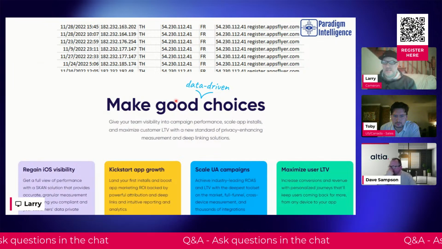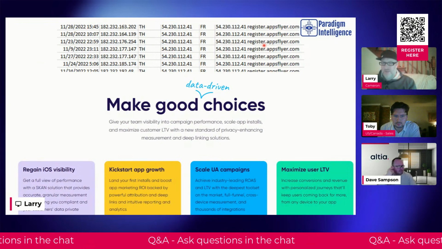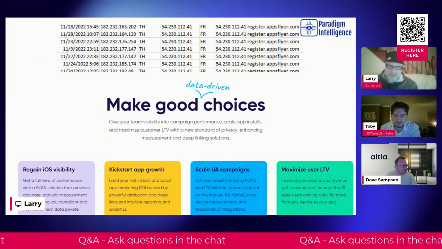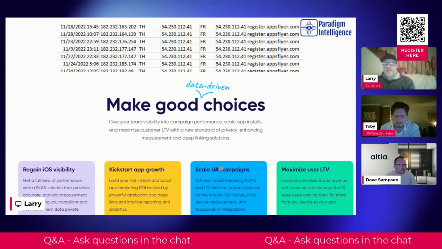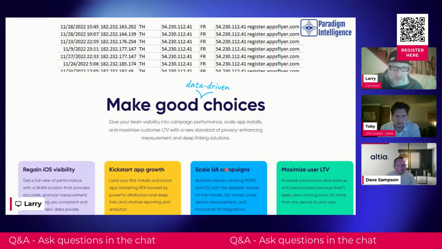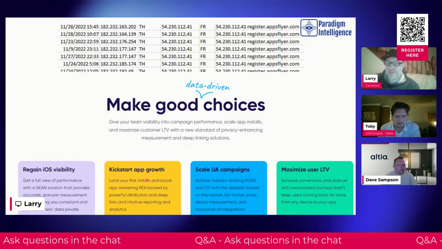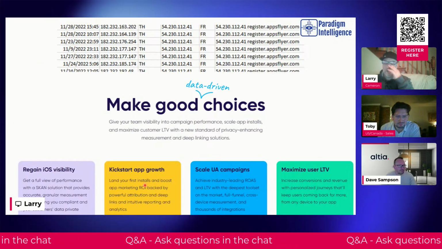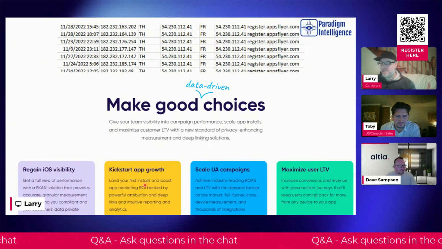Make good data-driven choices. Regain iOS visibility. So you want visibility in your iOS devices. You want to scale your campaigns. Kickstart app growth. So, you know, not only malware, but they have analytics into their scamming.